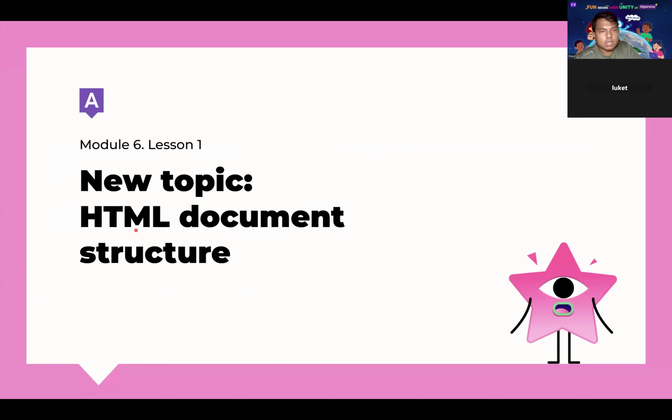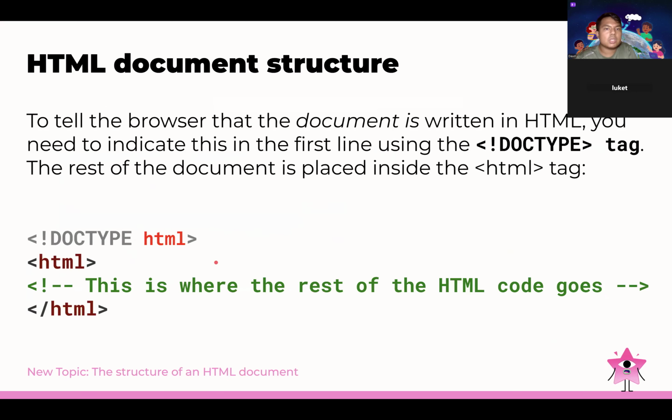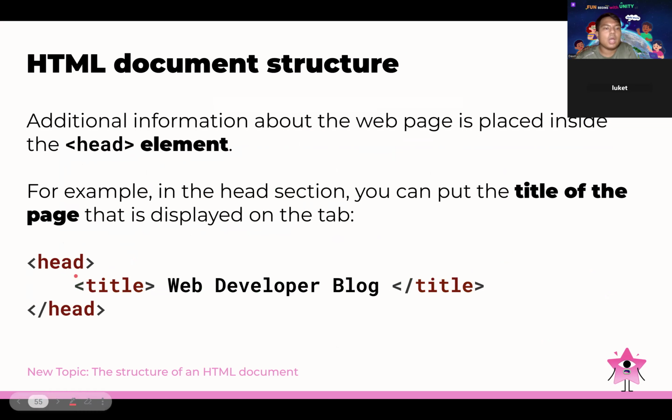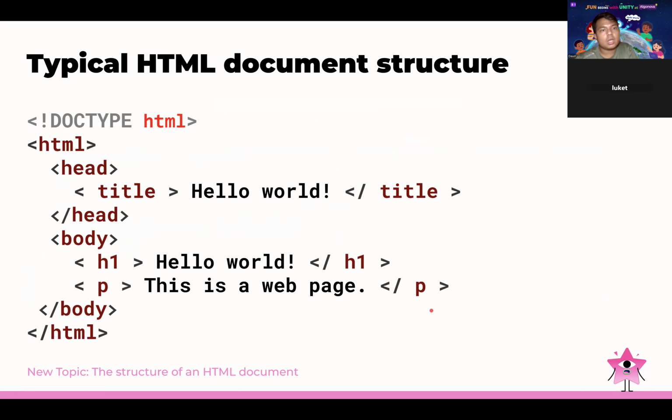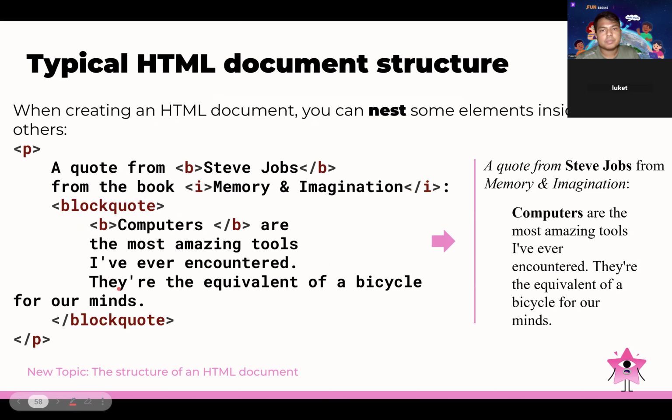Now, we'll continue with HTML document structure. When we're talking about HTML document structure, it will give you a head, and in the head section you put the title of the website. After that, you can go to the body. The body is where the whole element will show. You can put H1, or heading one, and the paragraph. You can also nest the HTML. For example, you want to make the p, and then inside the p there is a code block, and then inside the code block you can put bold as well. It's really possible.